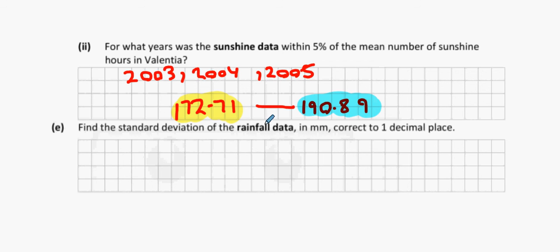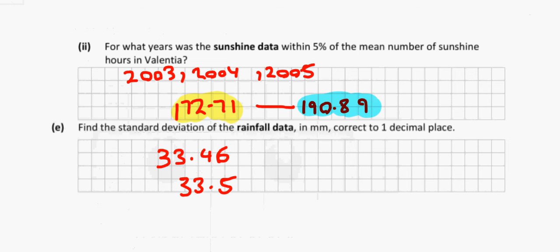Was anybody able to calculate the standard deviation of the rainfall data using your calculator? Yes. What did you get? 33.46. Everybody cool with that? Correct. One decimal place, 33.5. All right. Does everybody know how to do that? Yeah. Calculator. Yes. Awesome. Let's move on.